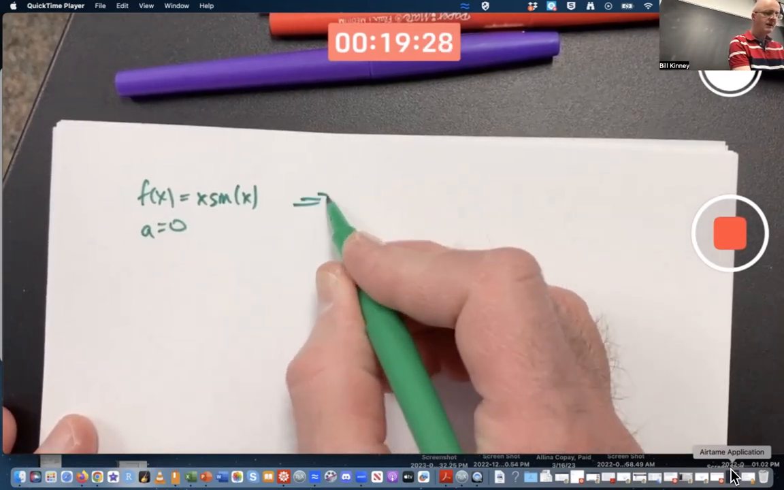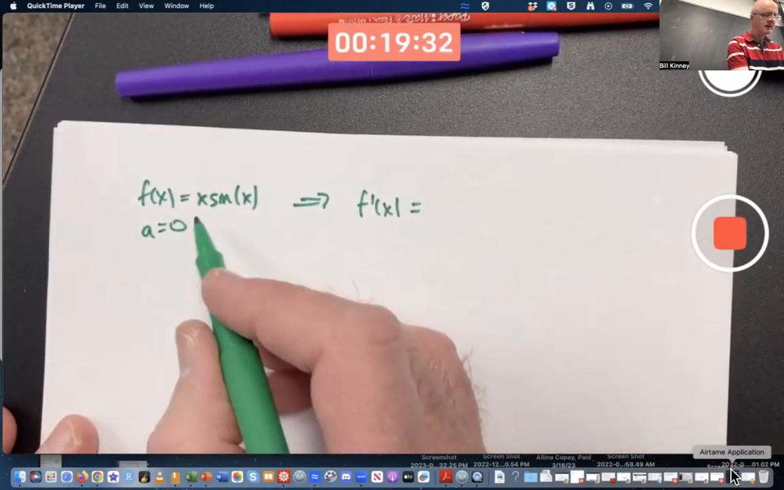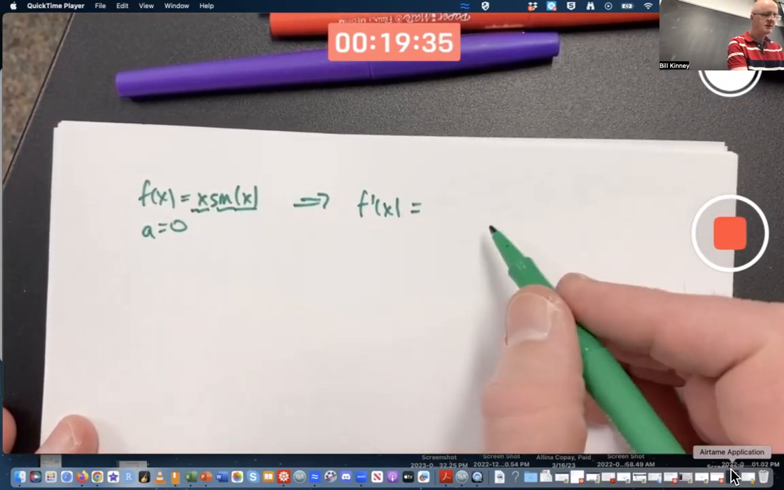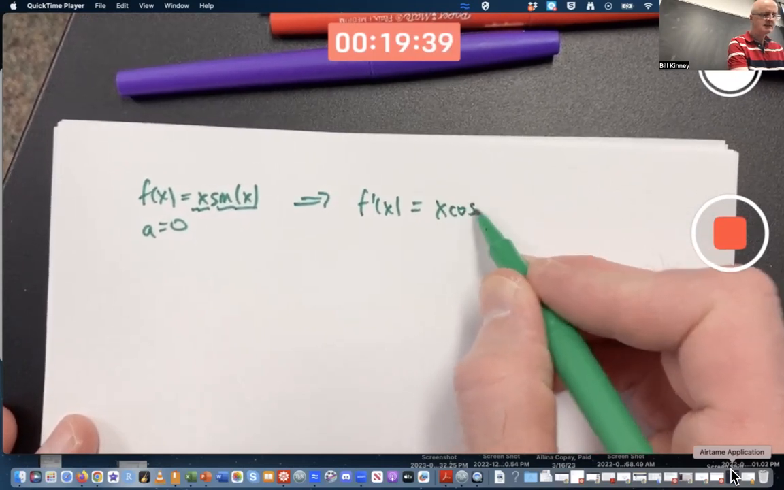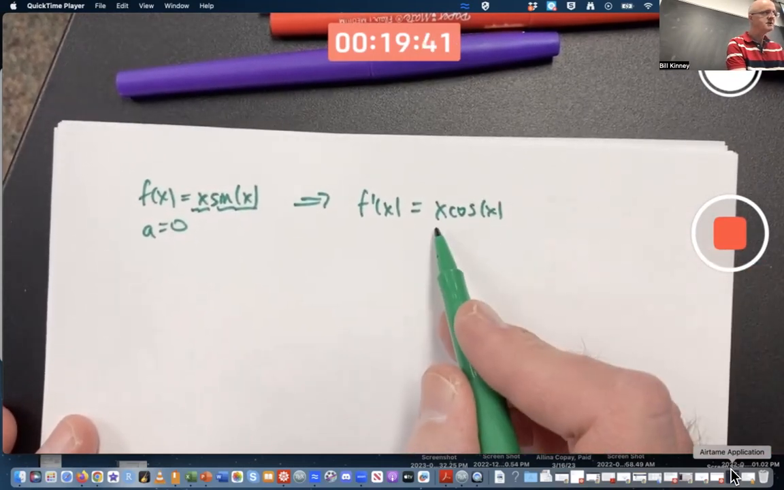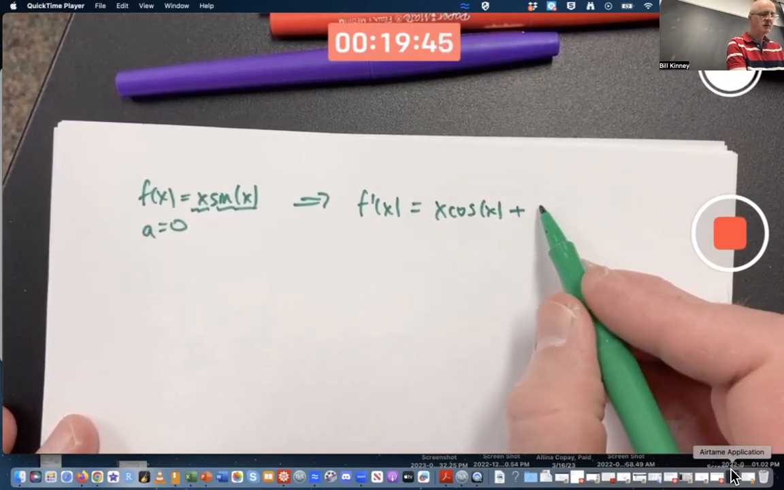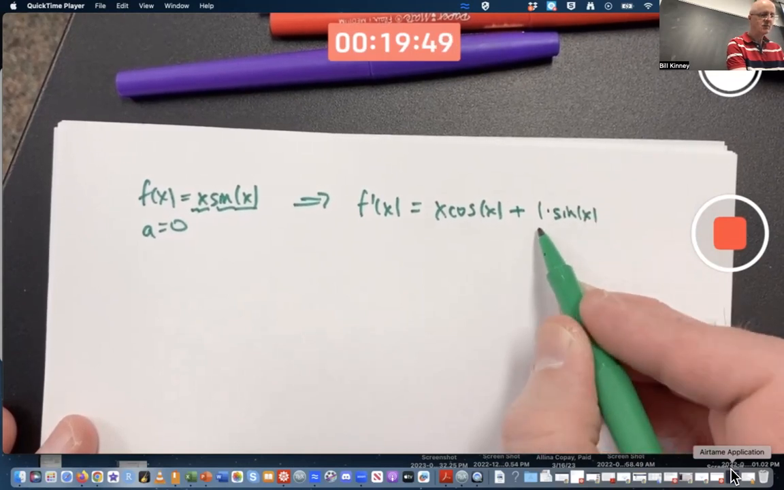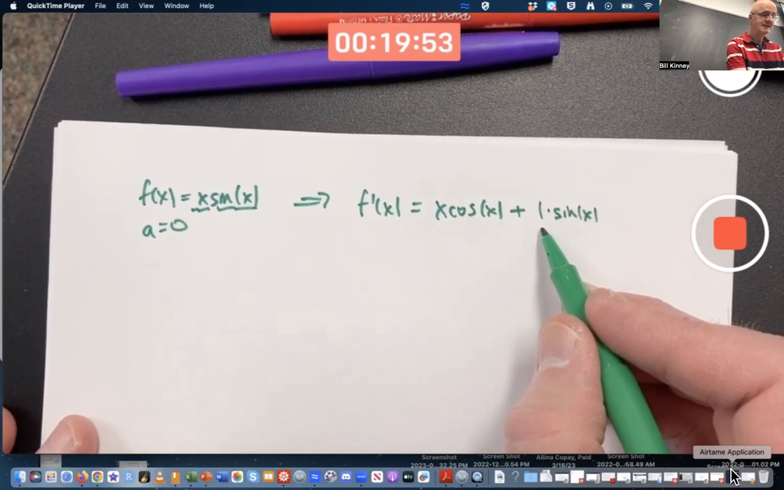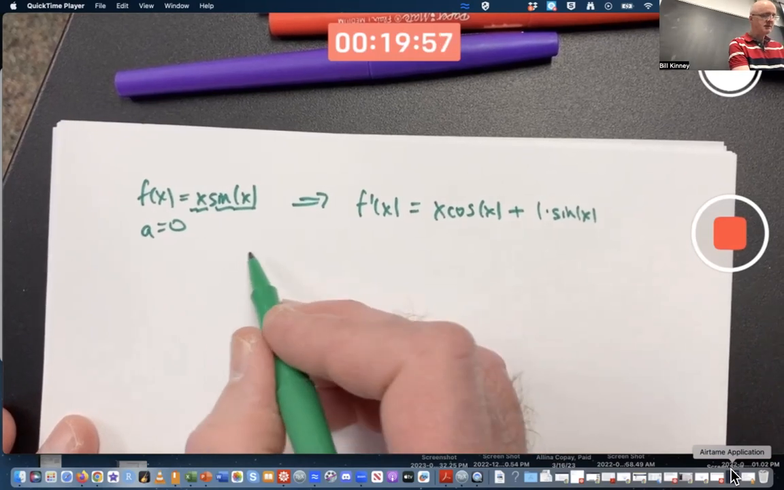We need f prime, and f is a product, so we need the product rule. Got a left function and a right function. Left d right will be x times cos x. That's the first function times the derivative of the second, plus right d left will be 1 times sine x. Sine x is the right function, 1 is d left. It's the derivative of x.